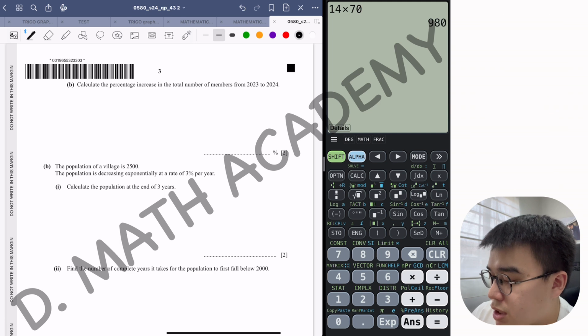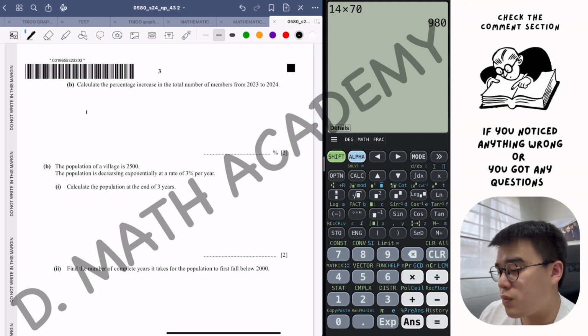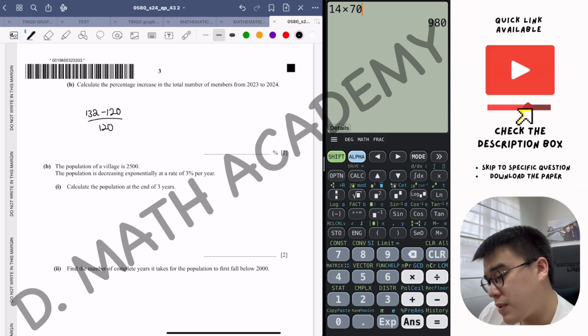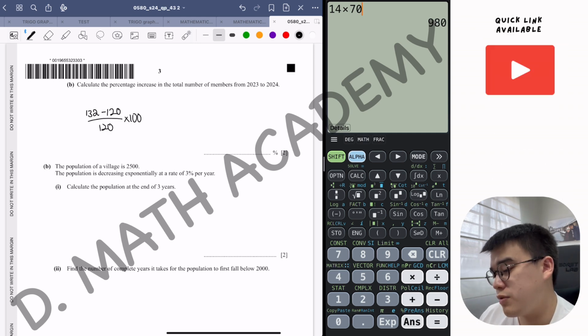Calculate the percentage increase. So the new one was 132, the original was 120, divided by 120, multiplied by 100.